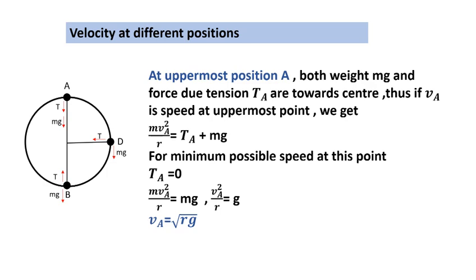Now if the velocity at this position is less than root of rg, what will happen? Will the string be in a position to complete the vertical circular motion? No. It will come back from the uppermost position. So this is the minimum velocity required at this position to maintain vertical circular motion.